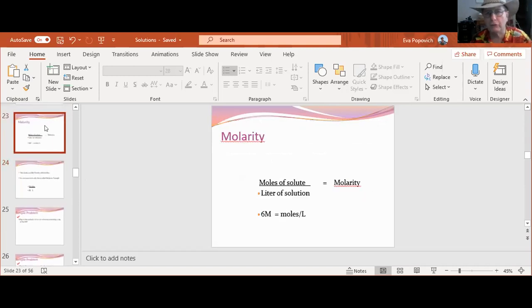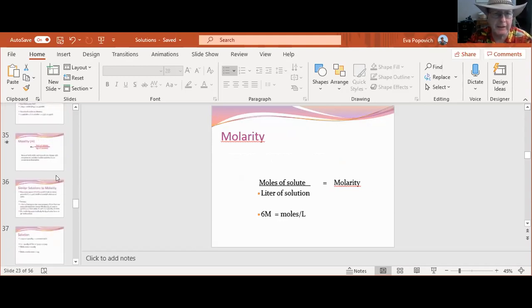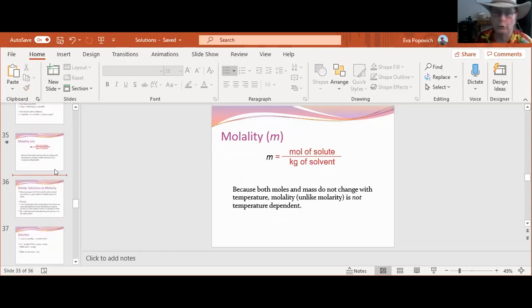If you remember back to molarity, molarity was moles of solute divided by liters of solution. When we're doing molality, it is moles of solute divided by kilograms of solvent. The only thing I wanted was to establish this, because you are not going to use molality in this course. I just wanted to throw it out at you.